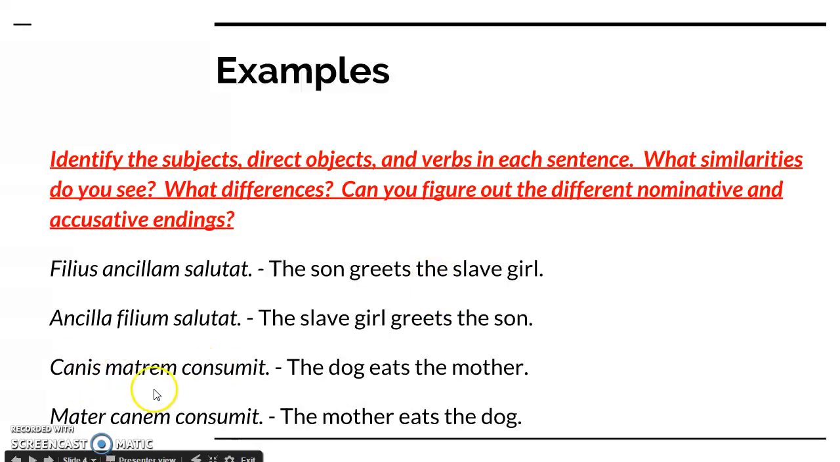Down here we have further examples that basically illustrate the same thing with slightly different endings. We have canis matrem consumit. The dog eats the mother. The mother is the one being consumed. Notice how her name ends in M now, and canis has an IS ending. Down here, we have mater canem consumit, when the mother gets revenge and turns around and eats the dog. Notice how that IS turns into an EM, and how this EM on the end of matrem turns into an ER.